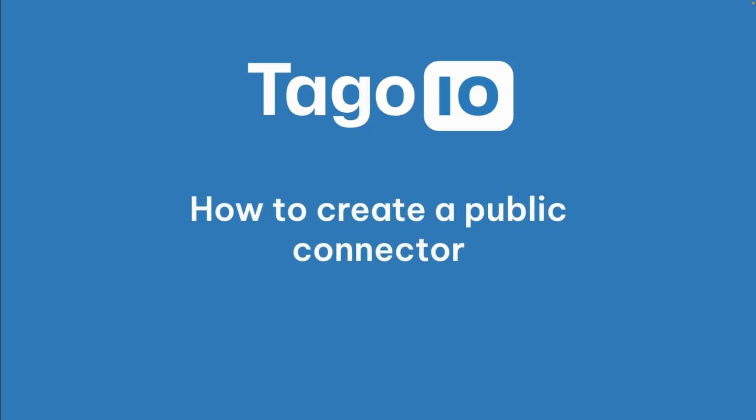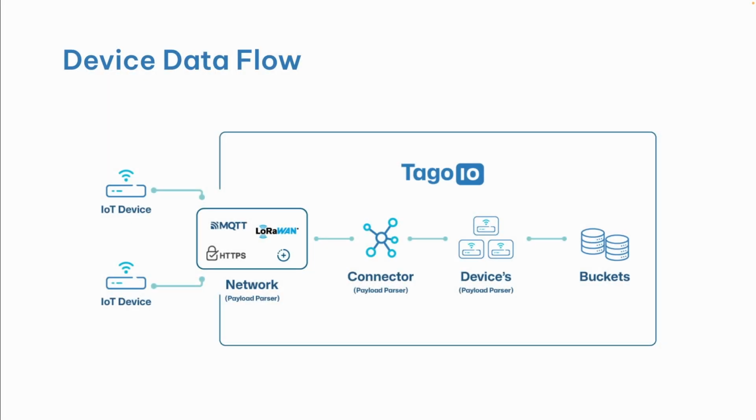In this video, we're going to go over how to publish a connector by using the Open Connector Github repository. First, let's recap how data arrives at TagoIO. The data first needs to be sent from an IoT device. This can be done via MQTT, LoRaWAN, or just a simple HTTPS post request. After having done that, the data then arrives at TagoIO.